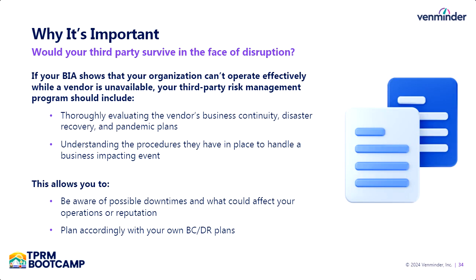So trying to understand why a BIA is important. If your BIA shows that your organization can't operate effectively while a vendor is unavailable, then your third-party risk management program needs to include thoroughly evaluating the vendor's business continuity, disaster recovery, and pandemic plans, as well as their BIA. Understand the procedures they have in place to handle a business impacting event. You want to be aware of possible downtimes that could affect your operations or your reputation, and then you want to plan accordingly with your own BC and DR plans.